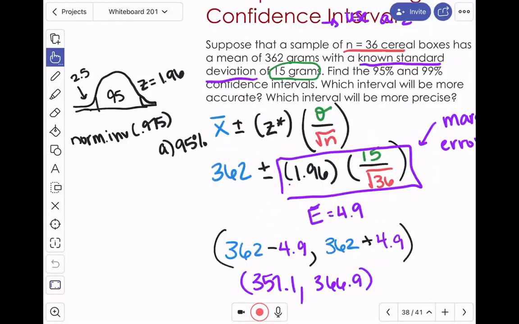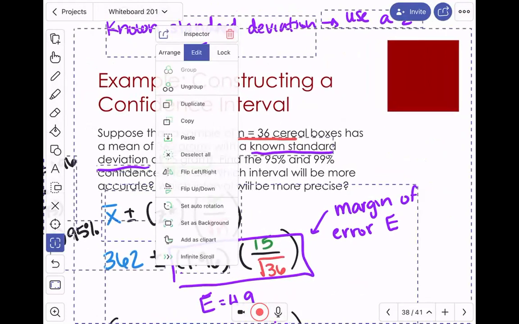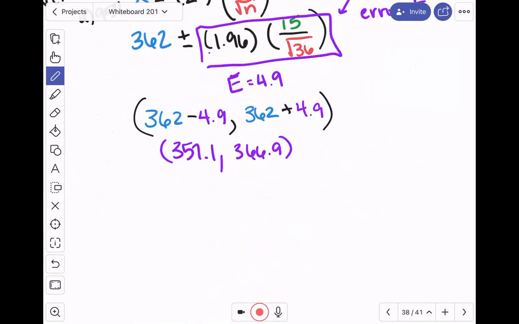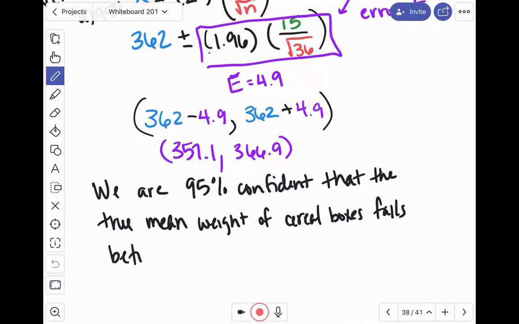So again, I'll write it out here so you can see it. We are 95% confident that the true mean weight of cereal boxes falls between 357.1 and 366.9.